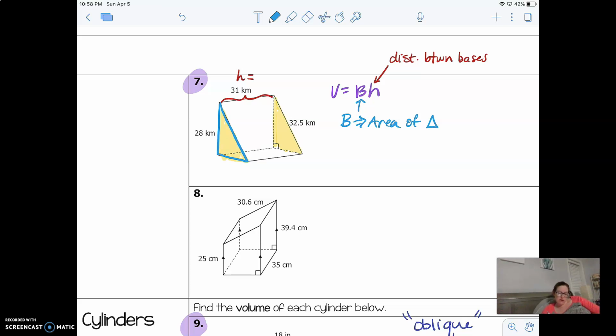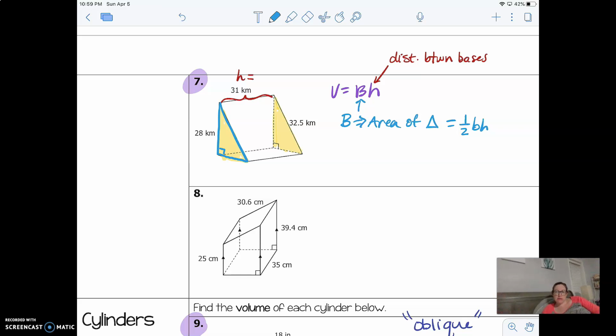Well, how do I find area of a triangle? Well, you should know that. If not, go back to your 7-1 notes that we did, okay? Maybe reference those, or when you're doing your quiz, have those notes out also, because you're going to need all those formulas. So area of a triangle is half base times height.